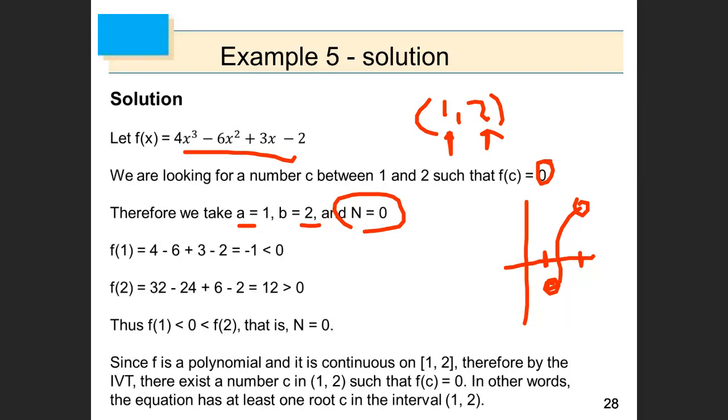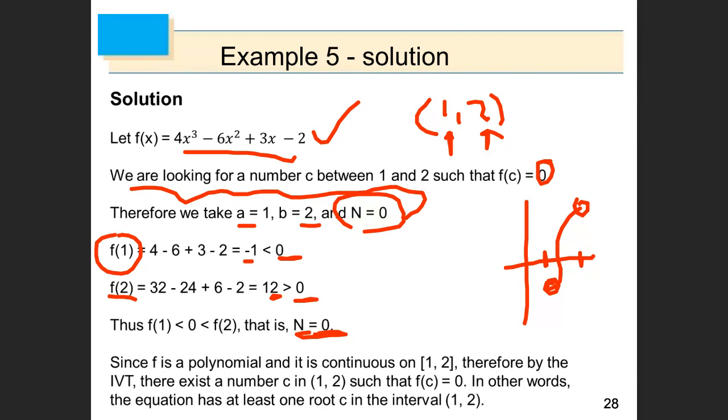Sign change. So after doing this, so let f of x be that. Your next step is, you don't have to write all of this long stuff here. I assume that we all know what a, b, and n are. Just tell me that f of 1, show me the sign change, very important. f of 1 gives me minus 1, which is negative, less than 0. f of 2 gives me a positive answer, which is greater than 0. There is a sign change. You can see that f of 1 is less than 0, and f of 2 is greater than 0. That is, you have your n is 0.